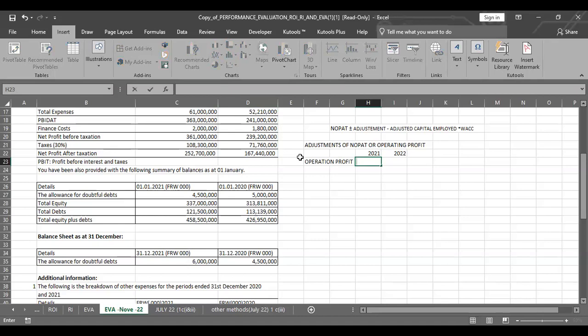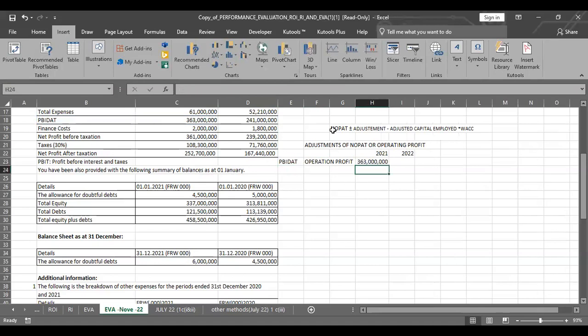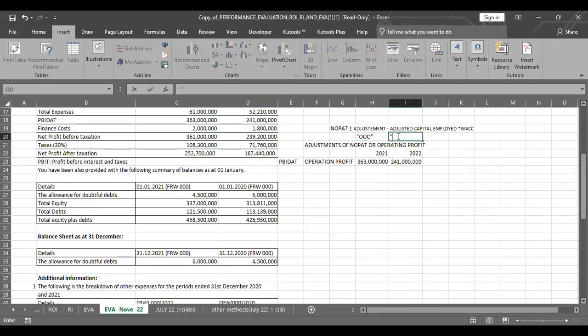Like in this case, the operating profit mentioned here is profit before interest, depreciation, amortization, and taxes, which is that one there. So that will be 360 million, and then there is that one, which is that. Remember, all the figures are in thousands, so we presume everything we're doing here is in thousands.